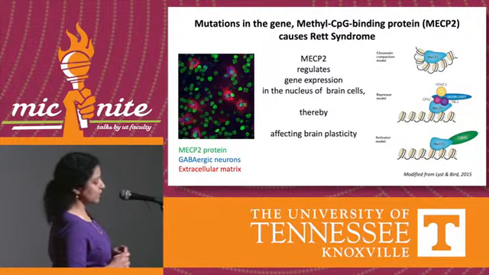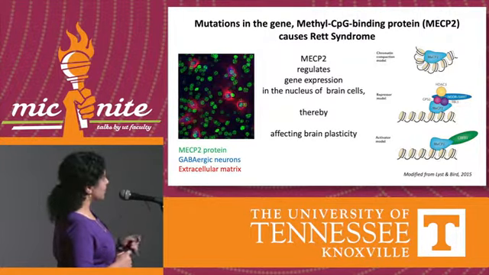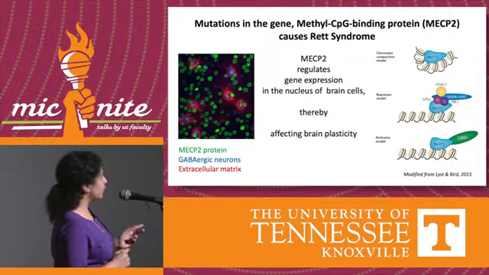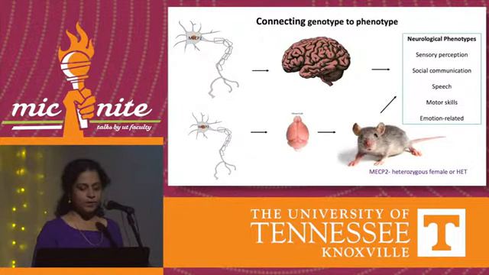MECP2, which is present in the nucleus of the cells, regulates the expression of genes thought to be important for brain plasticity. The microscopy image here shows beautiful punctate expression of MECP2 in green in the nucleus of GABAergic cells in the brain. A major question is how mutations in MECP2 in the nucleus of the brain cells will result in neurological phenotypes, quite a diverse population of them.